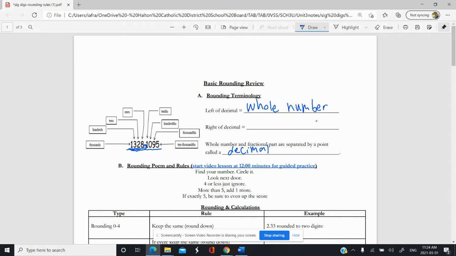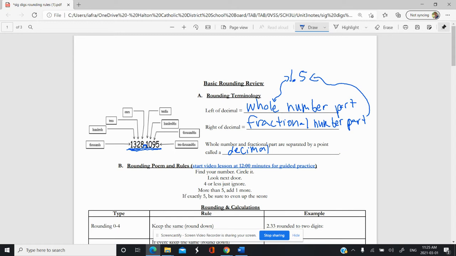The right side, so the 1095 there, that's the fractional number part. So for example, just a simpler number to look at: if we had 1.5, the decimal point is here, the 1 is the whole number part, and the 0.5 is the fractional number part. It's a fraction of a whole. It's half of a whole.